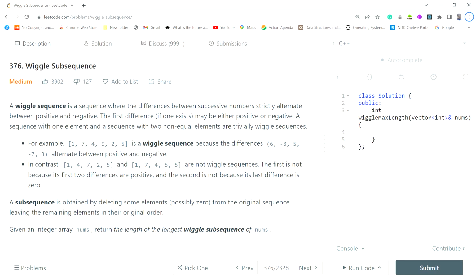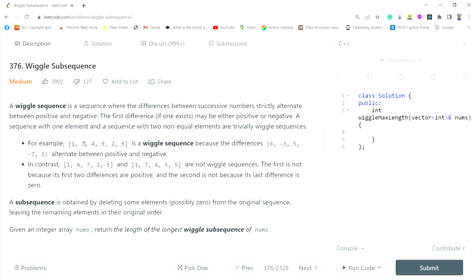A Wiggle sequence is a sequence where the differences between successive numbers strictly alternate between positive and negative. So what does it mean? The difference between the two numbers is increasing, then decreasing, then increasing, then decreasing, which means they alternate. There's one thing you have to notice: we have to check the successive numbers.